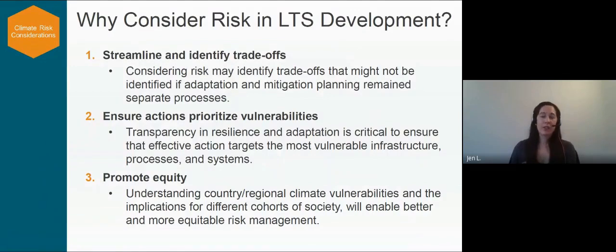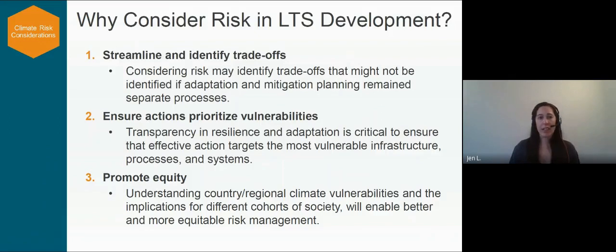So if we want to streamline and identify trade-offs as we're developing our LTS, if we consider risk, we may identify some trade-offs that might not have happened if we were doing, say, a NAP and an NDC separately. So if we keep those as separate processes, it can sometimes be hard to identify an investment that we might make in adaptation that would increase greenhouse gas emissions and vice versa. We also want to ensure that any actions that we're taking as a result of our LTS, or any investments that we're making, policies that we're creating, prioritize things that are vulnerable. So if we can identify those vulnerabilities, especially in infrastructure processes and systems, we can help to prioritize those investments that we make.